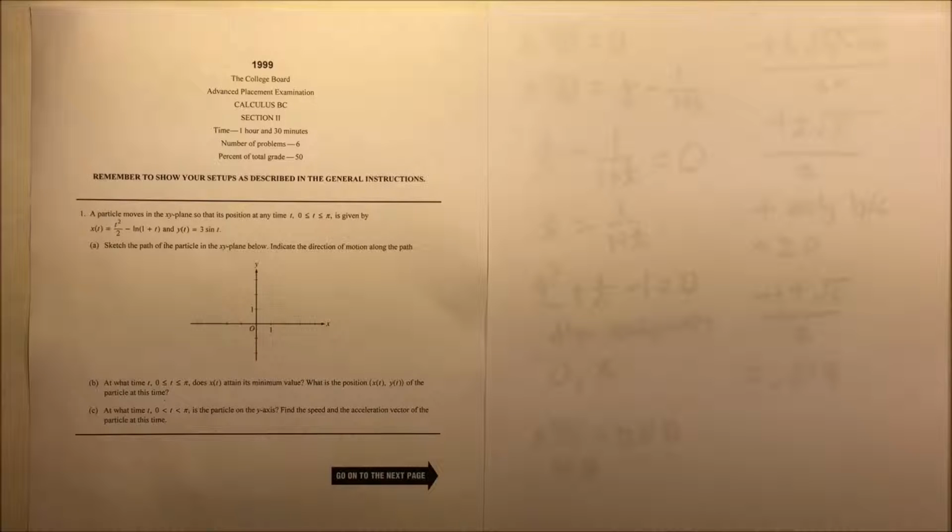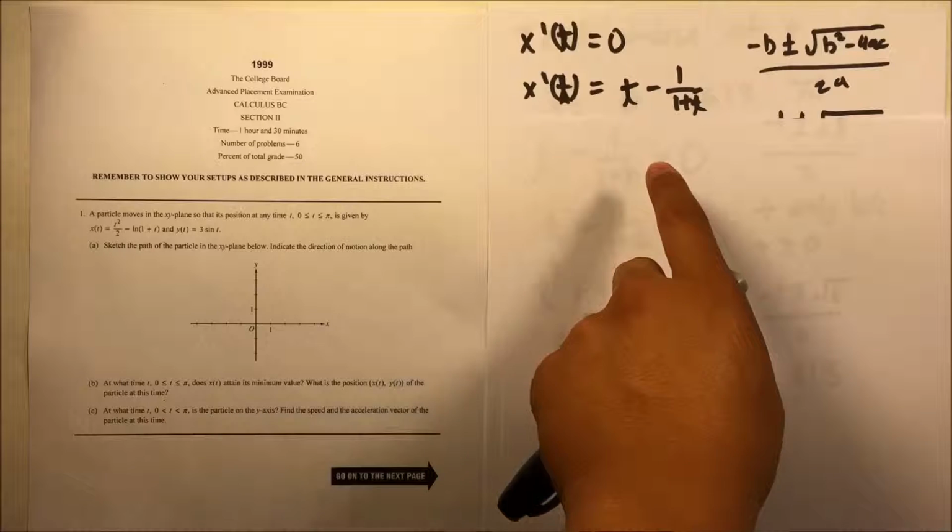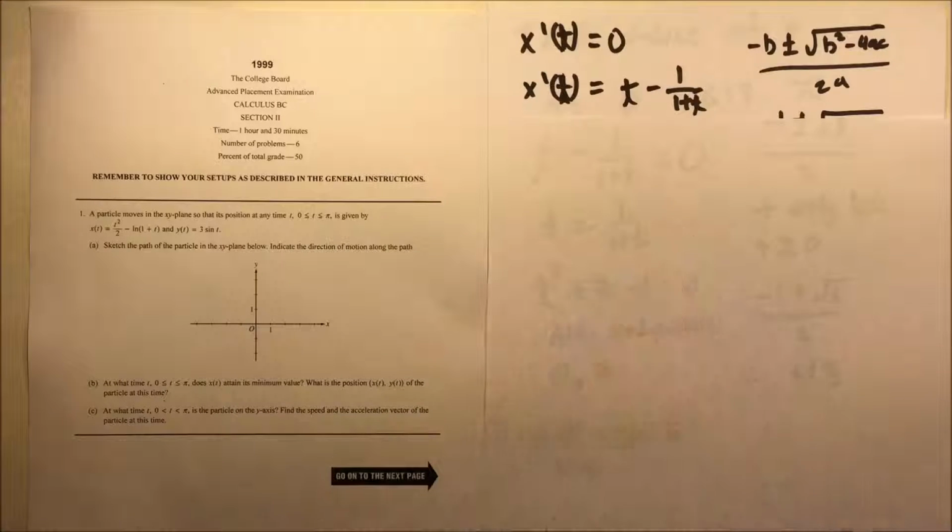So now is part B. It asks, at what time t, where t is greater than or equal to 0 but less than or equal to pi, does x of t obtain its minimum value? And what is the position, x of t, y of t, of the particle at this time? When we see when does something obtain its minimum value, we should be thinking we need to find the derivative and set it equal to 0. So x prime of t equals 0, where x prime of t equals t minus 1 over 1 plus t.